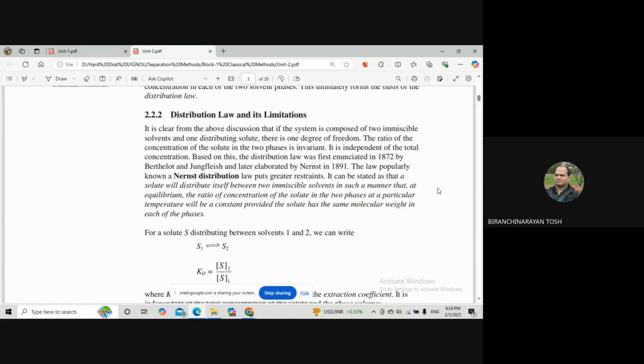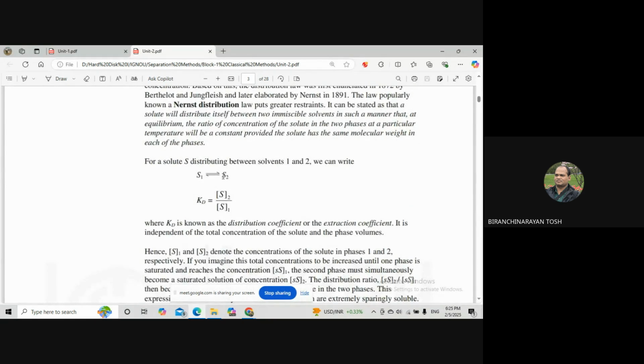So if the molecular weight of the solute remains the same in the two phases, then it will distribute itself in such a manner that the ratio of the concentration of the solute in the two phases at a particular temperature will remain constant. Let S be the solute which is distributing between solvent 1 and 2, then we can write S1 is in equilibrium with S2. That means concentration of solute in solvent 1 is in equilibrium with concentration of solute in solvent 2.